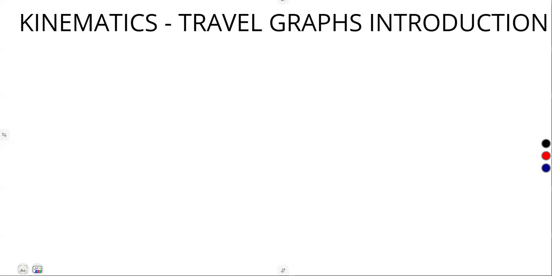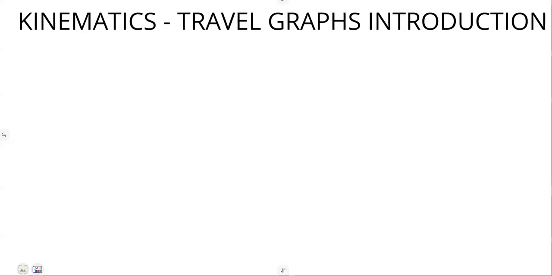This is our O-level mathematics, working with kinematics, and that's the introduction that we are going to work on, which is on the travel graphs. It is very important that you understand all the basics, which is going to help us in answering the typical exam questions.